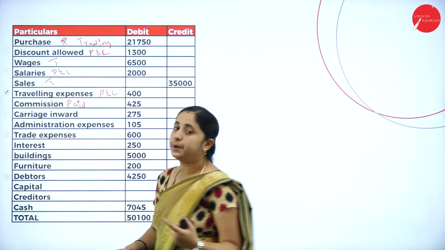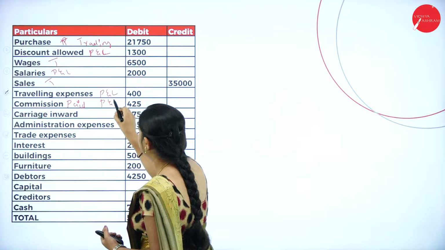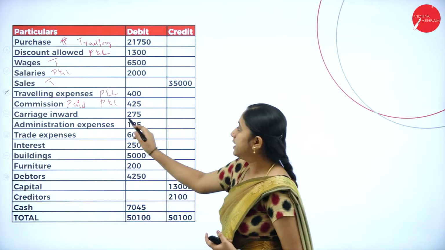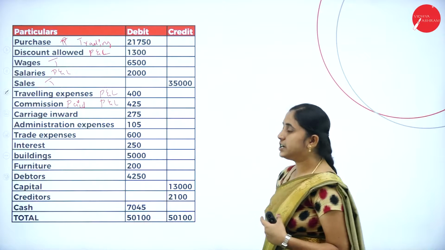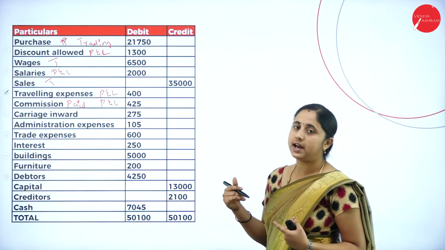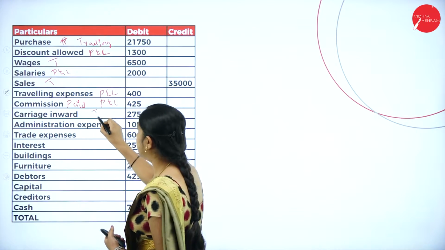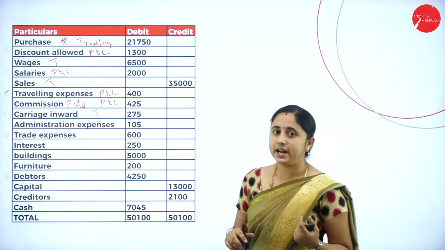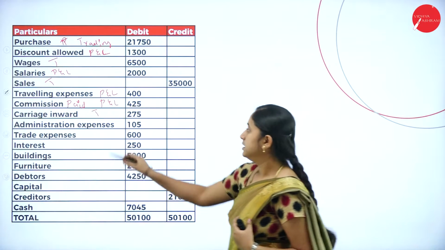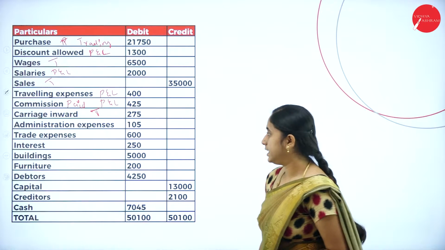Commission paid. Commission paid is an indirect expense, so this is profit and loss account. Then carriage inward. Carriage inward is trading account. It is a direct expense. In the last class, in the pro forma of trading account, it includes carriage inwards. If you have learned the trading account format in the last class, then you'll know carriage inward is trading account.